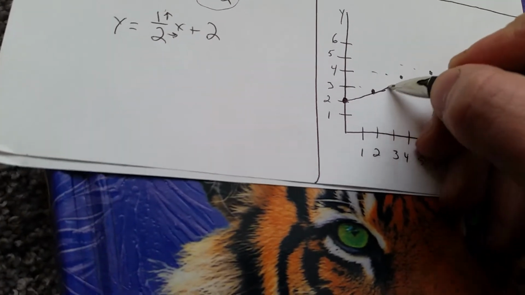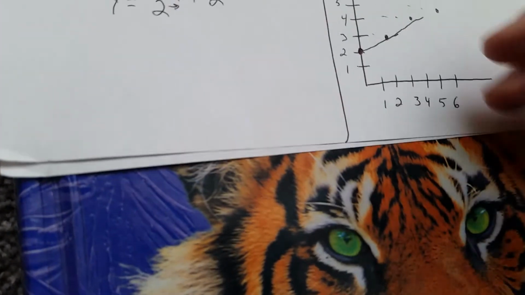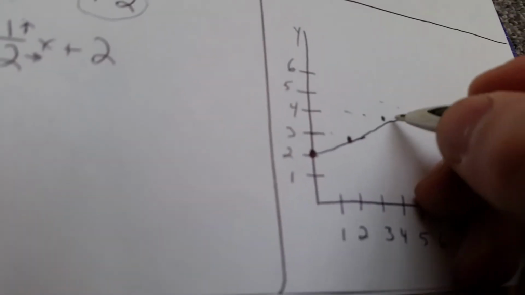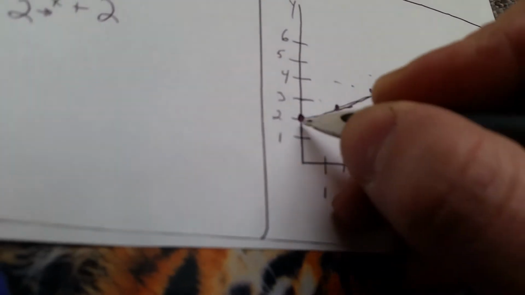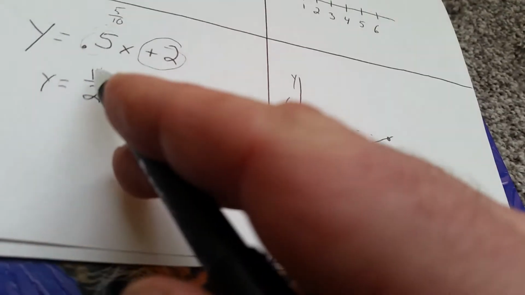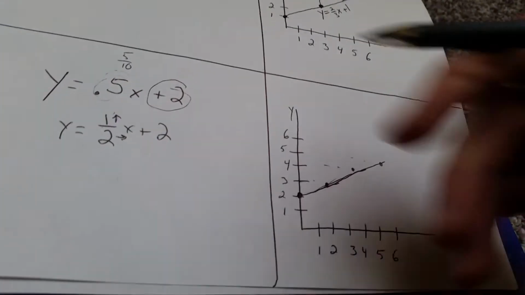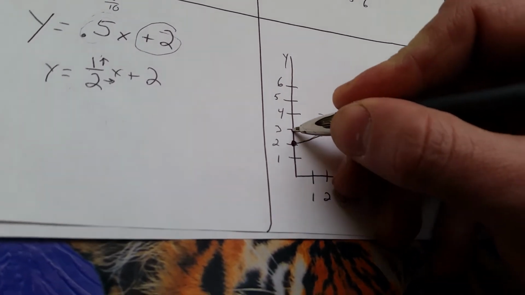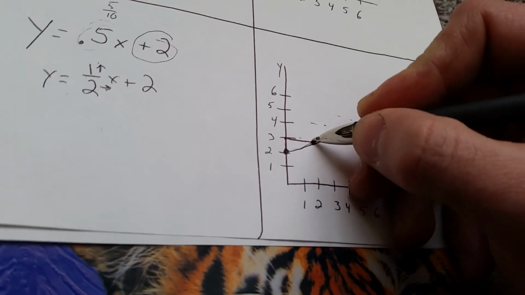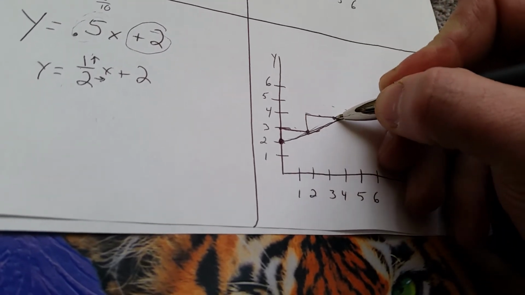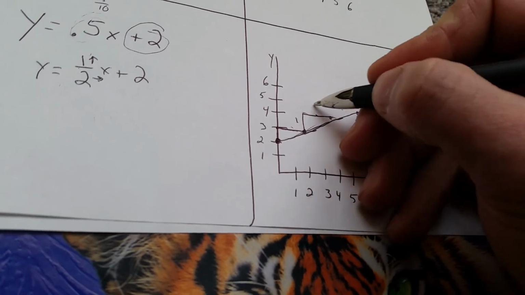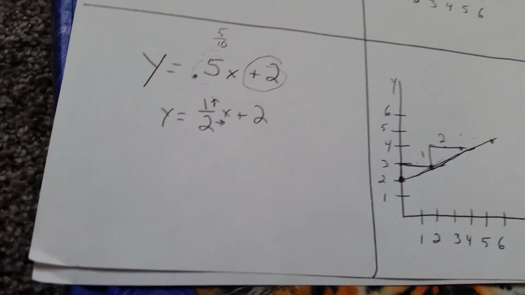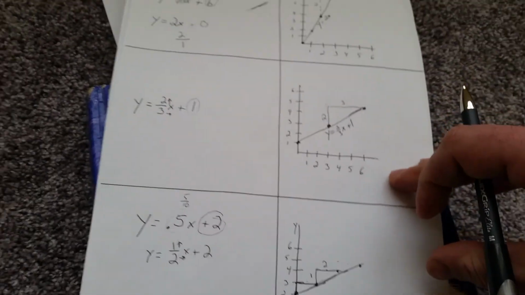Again, sorry, it's not straight, but if you follow this rule, you should have a slope of up 1 and over 2. Let's see, we're starting at 2, we go up 1 over 2. Same thing, up 1 over 2. And that's how you graph your equations.